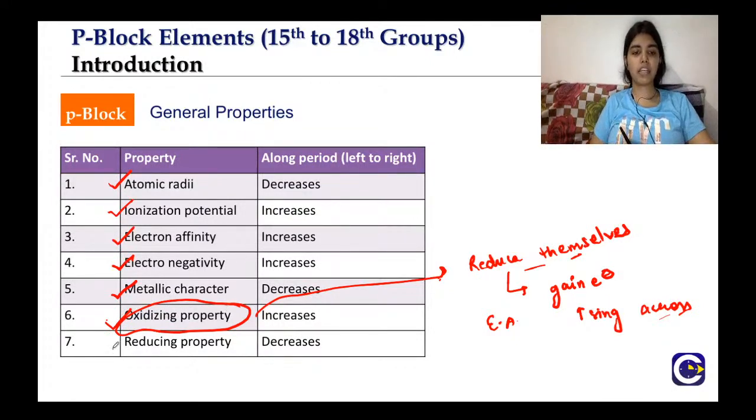For the reducing property, it will decrease, because electron affinity is increasing across the period. So the tendency to act as a reducing agent lowers. Why? Because they will not lose electrons, as ionization potential also increases across the period. Therefore the reducing property decreases along the period.